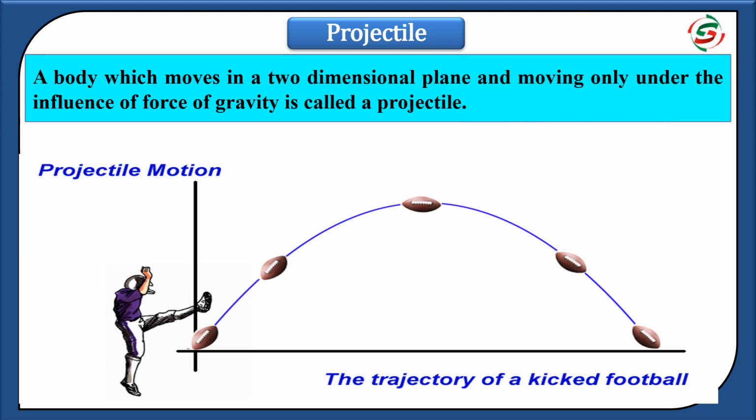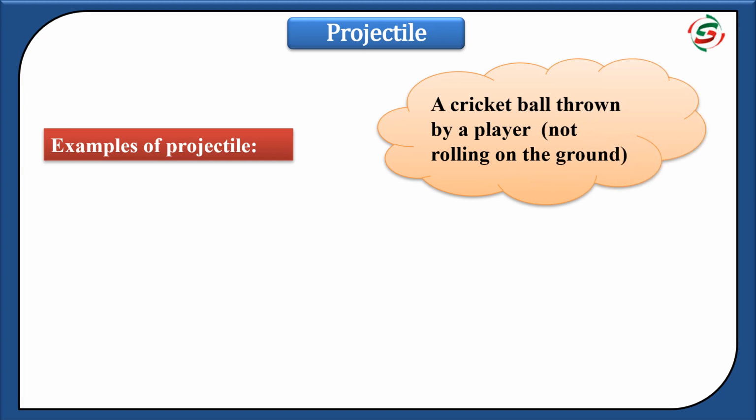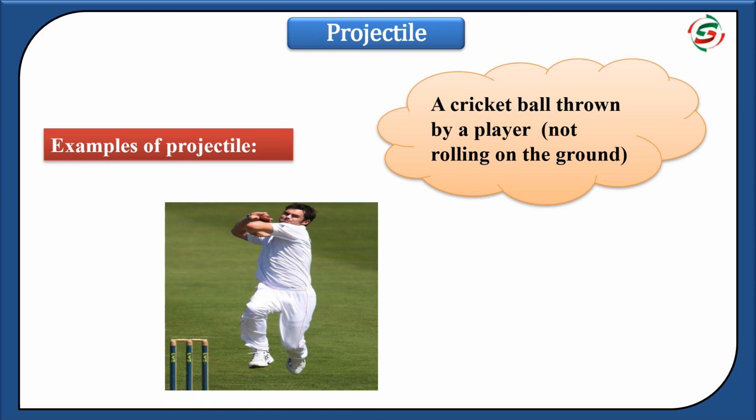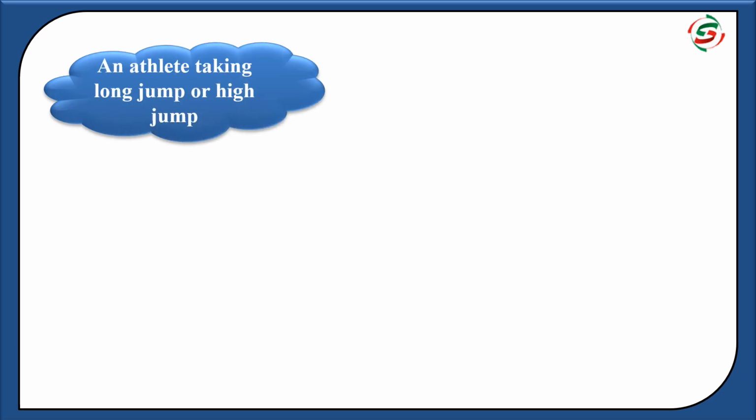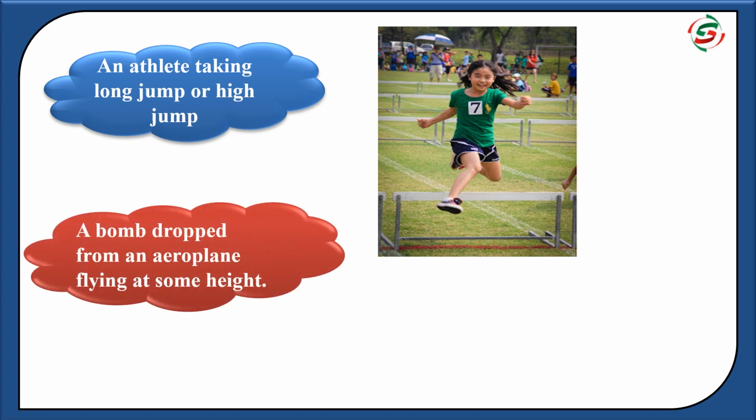A body which moves in a two-dimensional plane and moving only under the influence of force of gravity is called a projectile. Examples of projectile: a cricket ball thrown by a player not rolling on the ground, an athlete taking long jump or high jump, a bomb dropped from an aeroplane flying at some height.